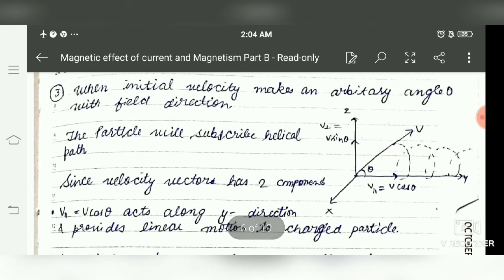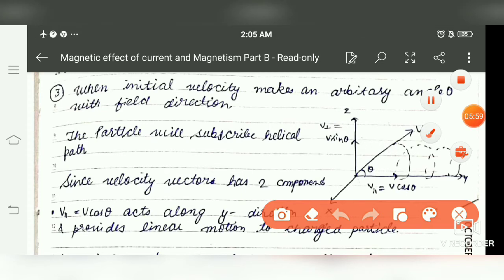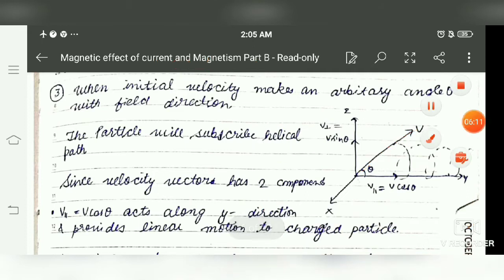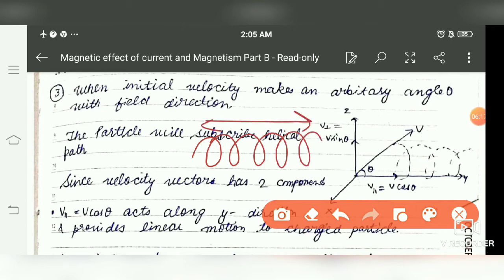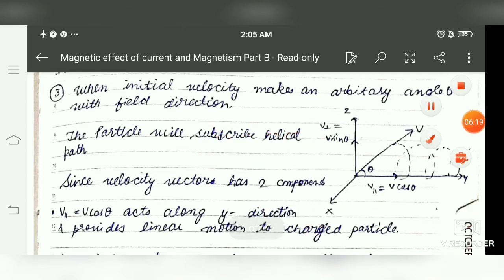Next is when the particle initially makes an angle. First case was of parallel, second was of perpendicular, now third is of it making some angle. In that case it will move in a helical path. Helical path means with the circular path it also covers some linear distance.